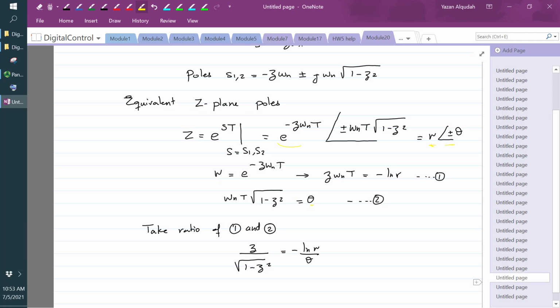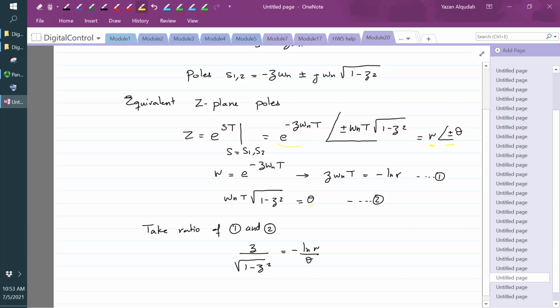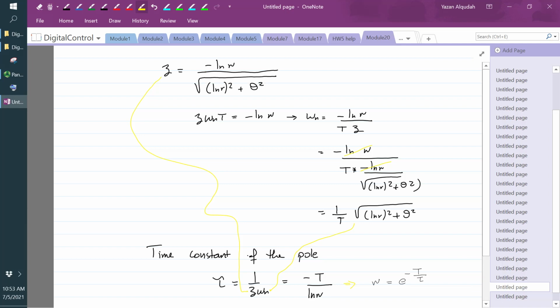I can solve for zeta from here. And zeta, if I solve this equation for zeta, if I multiply and square and then just lump the terms together, I'm going to get zeta equal to negative natural log of r divided by natural log of r squared plus theta squared. Okay.